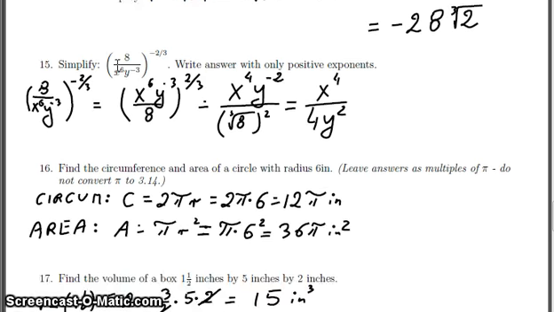Problem 15, simplify. Again, working with exponents. Now the negative exponent, negative 2/3, negative exponent means you're going to have to take the reciprocal of whatever you have here. So that's what I wrote in my next step. x to the 6th times y to the negative 3rd over 8, so that's the reciprocal. It's still raised to the 2/3.